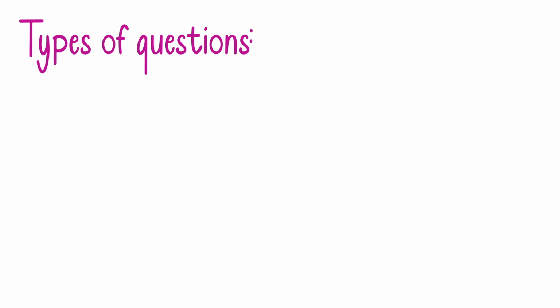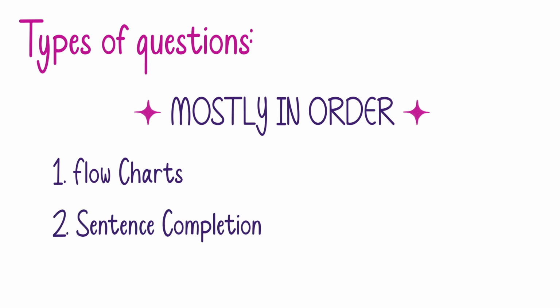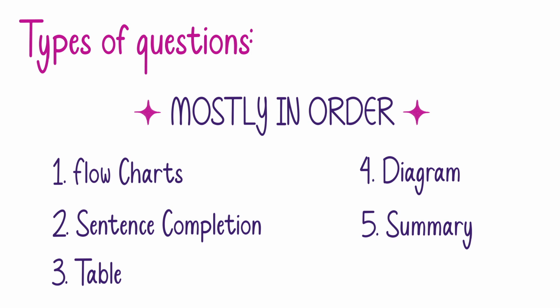The second main type of question is mostly in order. There are some question types that are mostly in order, but not always. The first one is flowcharts. Flowcharts questions are mostly in order. Remember that. The second is sentence completion. Sentence completion questions are mostly in order. The third one is table. The fourth one is diagram. And the fifth one is summary. Right? So these 5 question types are mostly in order.